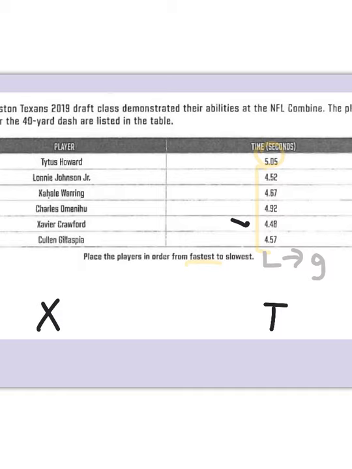The second fastest time would be Lonnie. I'm going to put a 2 by Lonnie and put an L. The third fastest time would be Cullen Gillespie. And then the fourth fastest person would be Cahill.